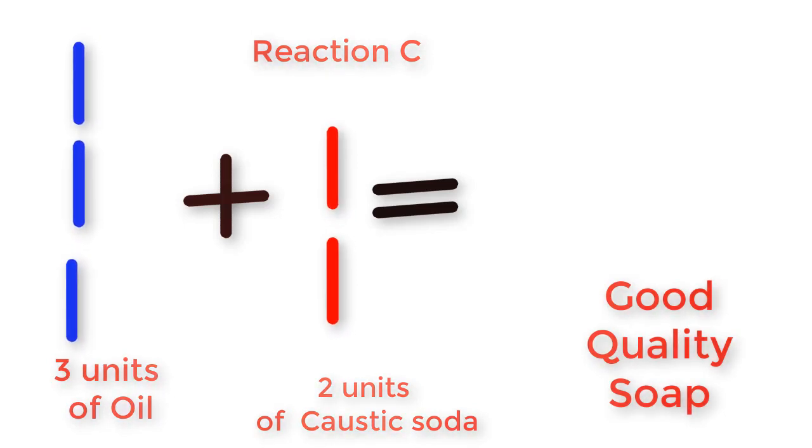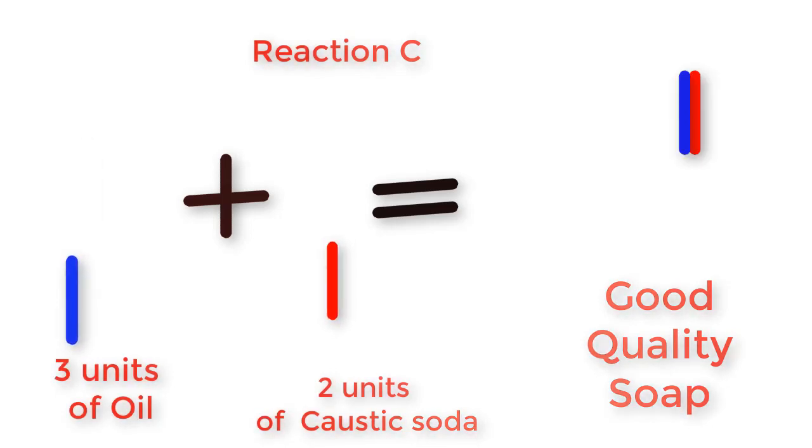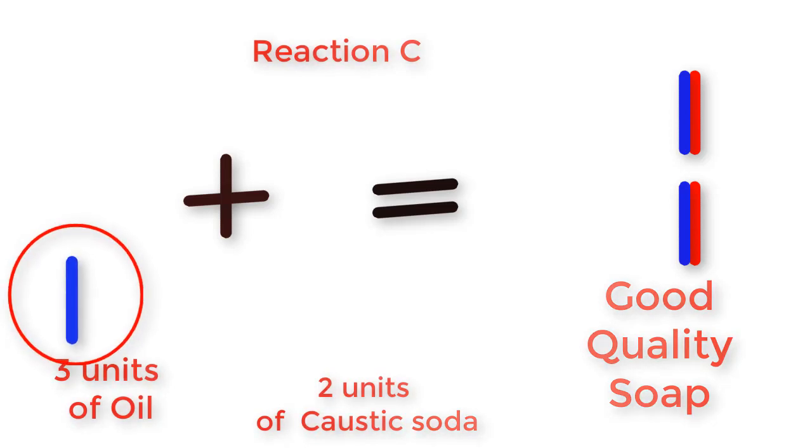Now, let's see how the combination takes place. 1 unit of oil combined with 1 unit of caustic soda to form 1 unit of soap. Another unit of oil combined with another unit of caustic soda to form 1 unit of soap. At the end of the day, you will notice that 1 unit of oil is left behind. Now, this 1 unit of oil, which is also referred to as the excess oil, can be called superfat. Excess oil in a soap can make the soap a good moisturizer. So the soap formed in this case C or reaction C is a good soap.